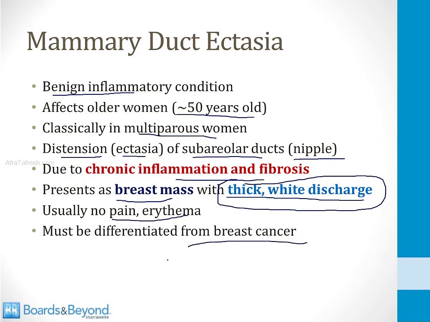So in a board question, this is likely going to be an older woman who has a number of children who presents with a breast mass right below the nipple that has thick white discharge. This is likely a description of mammary duct ectasia.